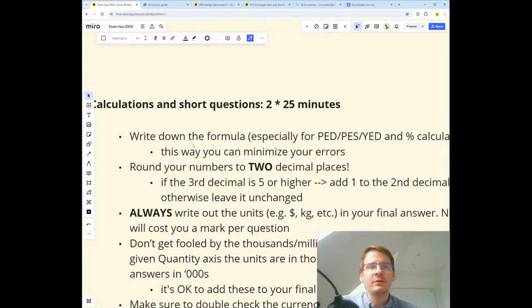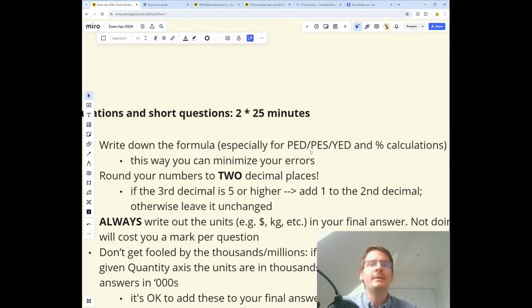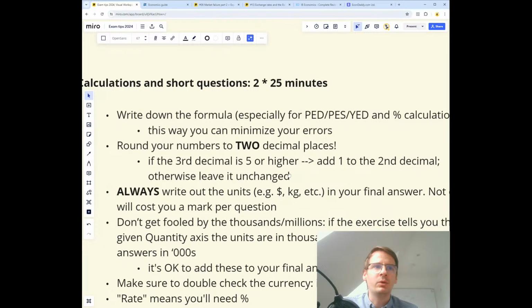First of all, write down the formula, especially for PED, PES, YED, or percentage calculations. This way you can minimize your errors. Also, please round your numbers to 2 decimal places, okay? Not 3, not 4, and not 1, 2 decimal places.